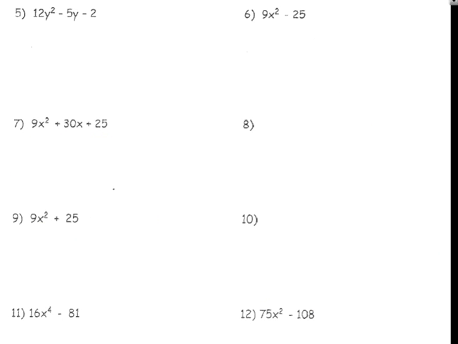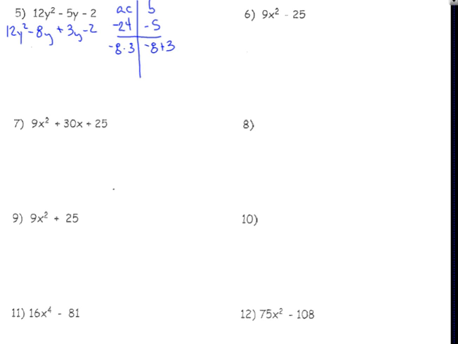Problem number 5. Here, I do my AC and my B. 12 times negative 2 is negative 24. I have to get a negative 5. So what can I multiply to get 24 but subtract to get 5? That would be 8 and 3, so I have a negative 8 times a positive 3. Negative 8 plus 3. So I have 12y squared minus 8y plus 3y minus 2.